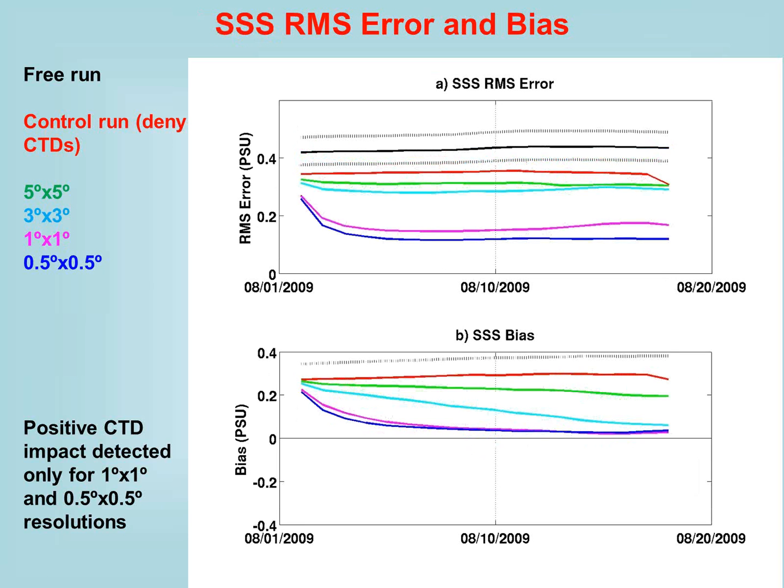And for sea surface salinity, primarily we see some corrections for the coarser resolution, very large corrections for the high resolution CTDs. That's again because of the large SSS errors that exist in the ocean models without assimilation.